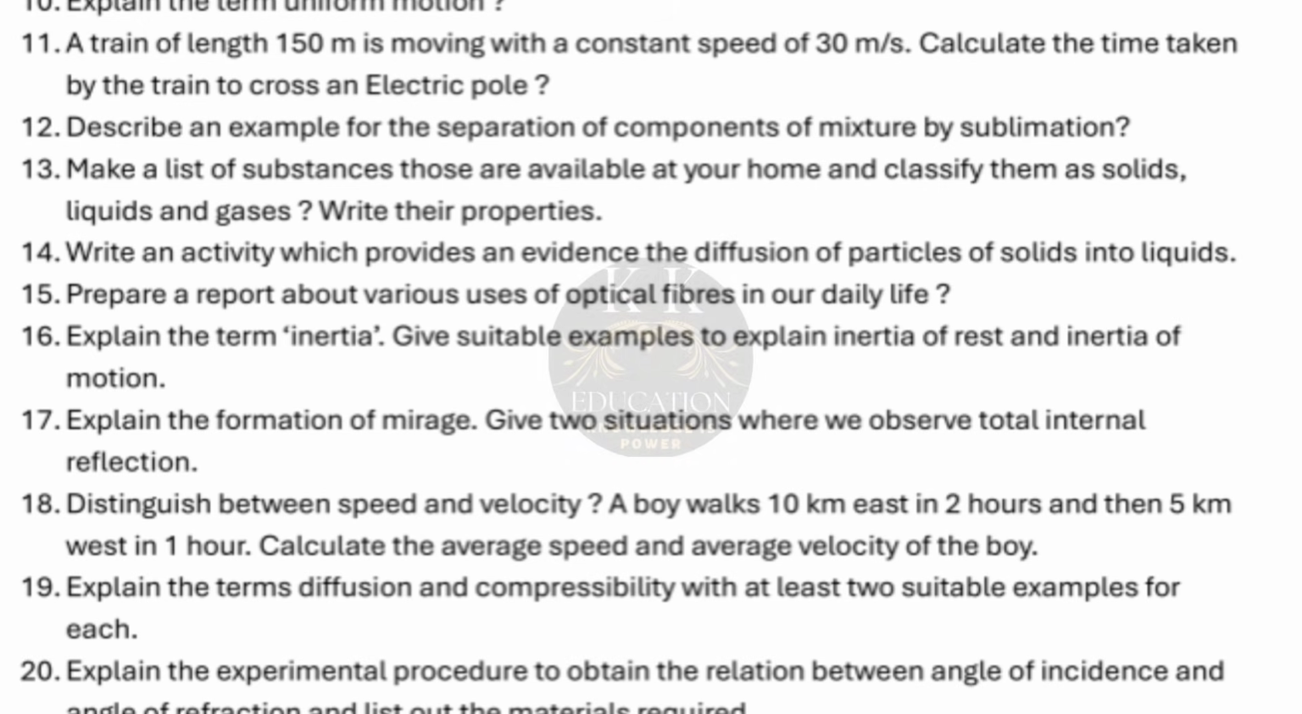11th question, a train of length 150 meters is moving with a constant speed of 30 meters per second. Calculate the time taken by the train to cross an electric pole. 12th question, describe an example for the separation of components of a mixture by sublimation.